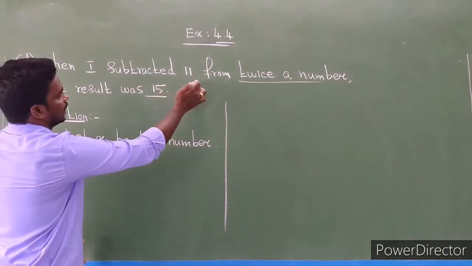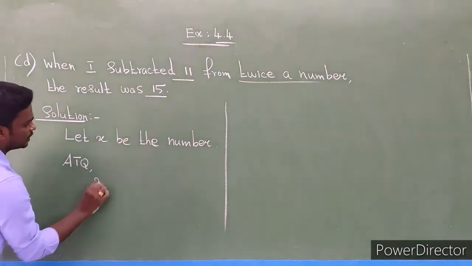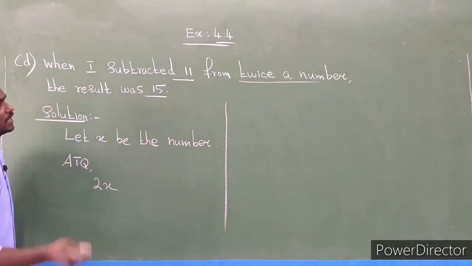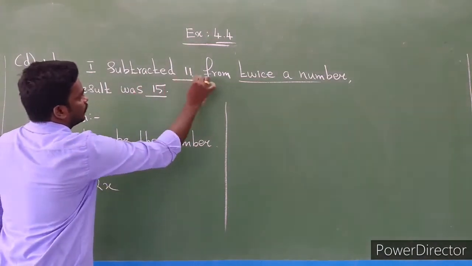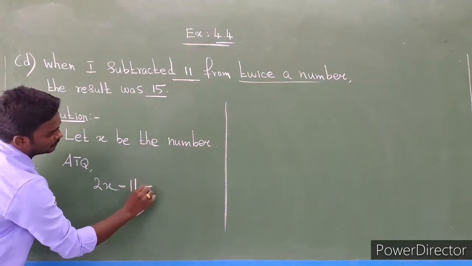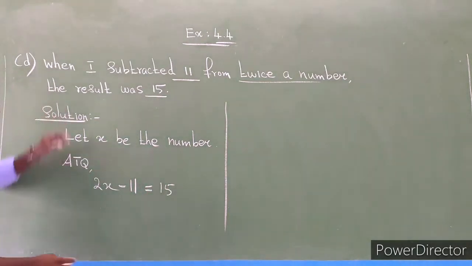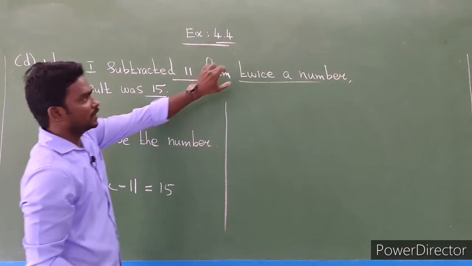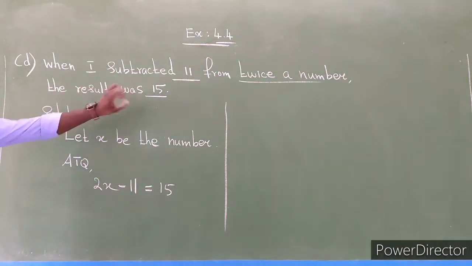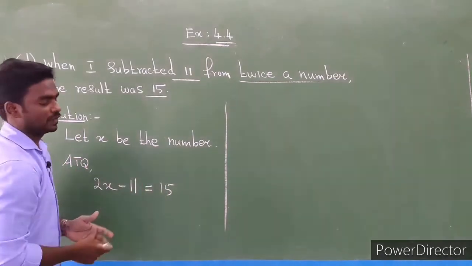When I subtracted 11 from twice a number. Twice a number means 2 into x. When I subtracted 11 from twice a number means twice a number minus 11, which is equal to, what is our result? 15, right? So we can form 2x minus 11 is equal to 15.